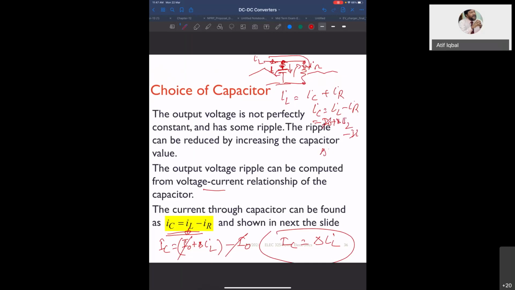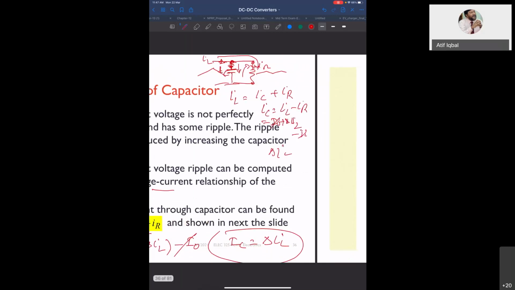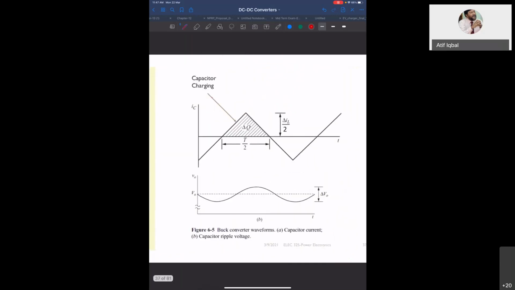So I naught cancels, so it is only delta IL. So this is the capacitor current. This is exactly the same as the inductor current. The only thing is that there is no offset. The inductor current, IL, you just subtract the offset, you get the capacitor current. So this is the capacitor current.